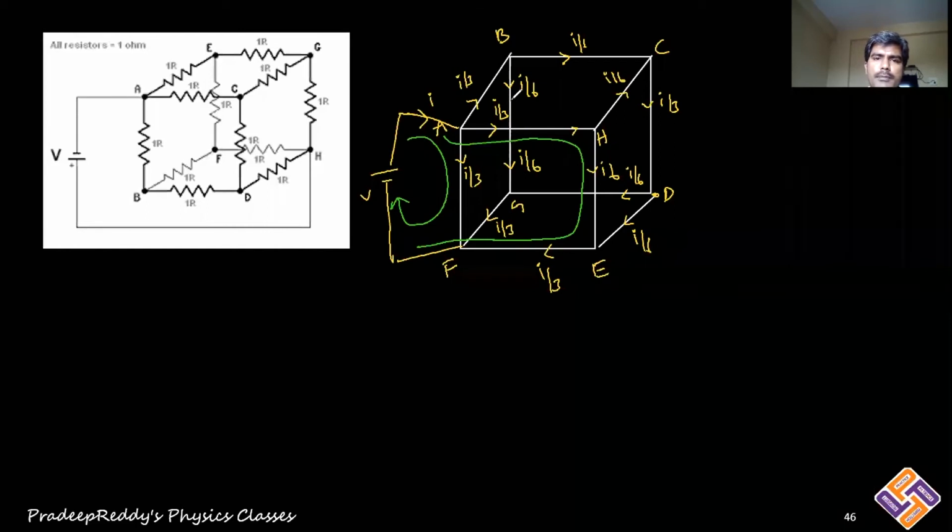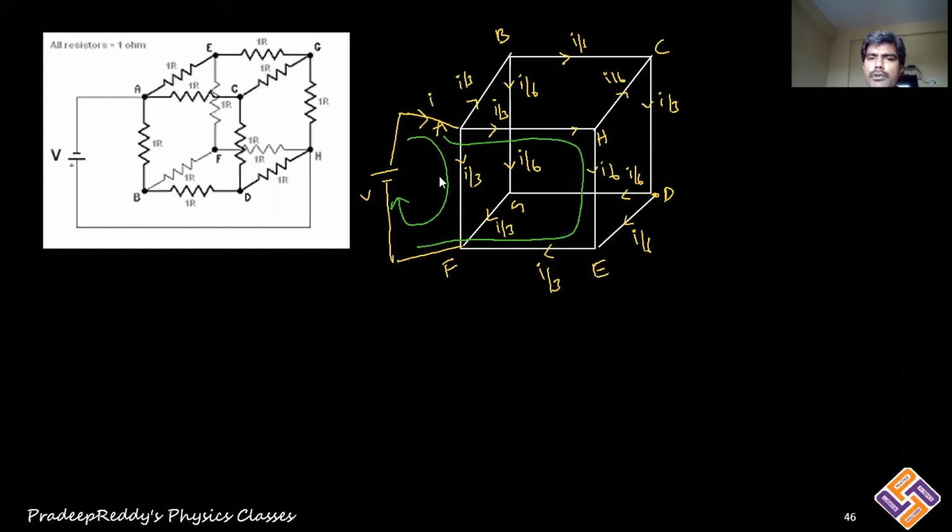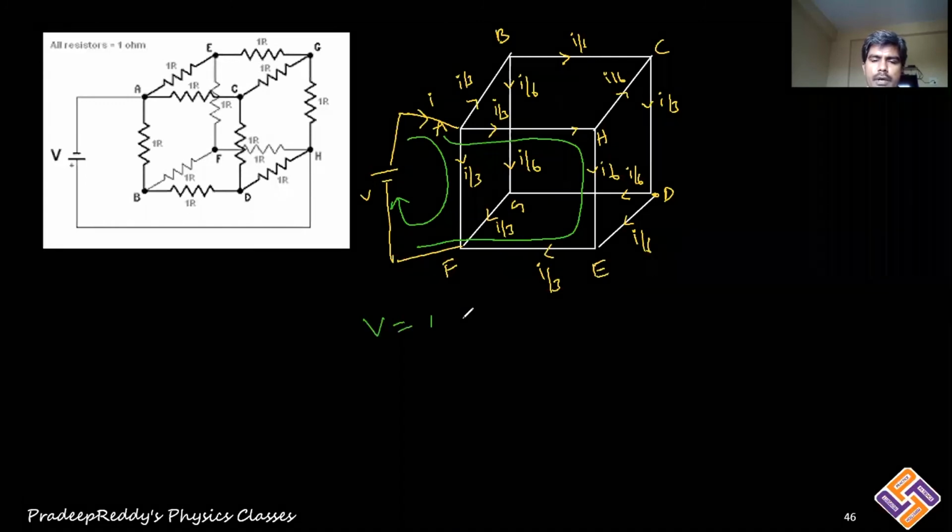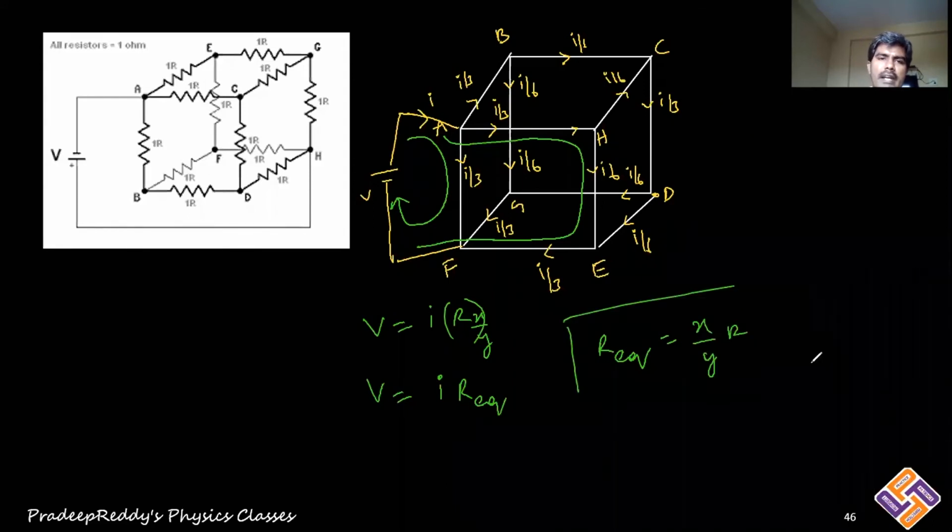So if you are supposed to find out effective resistance between these two, A and F, you'll just divide the currents and take one single path, apply KVL, and use the basic relation. You will be getting V is equal to some I into R value, some X by Y R. Just equate this with I R equivalent. So R equivalent will become X by Y into R. This is the final answer. Definitely in between any 2 points, you will be getting a value in terms of X by Y.